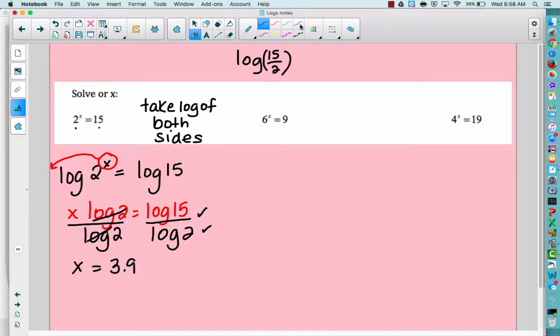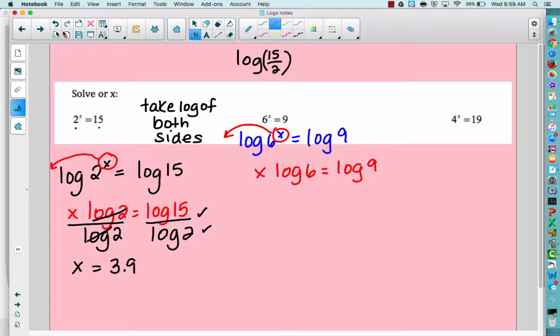All right, let's try it again. We look at 6 to the x equals 9. I know you have a tendency to want to write them as the same base, but you can't because 6 cannot be written as a base 3 number, okay? 3 to the 2 is 9, 3 to the 1 is 3, so I can't write 6 as a base 3 number. So this is where I have to use the logs. So I would do log 6 to the x equals log 9. All right, so I bring the x to the front. So x log 6 equals log 9.